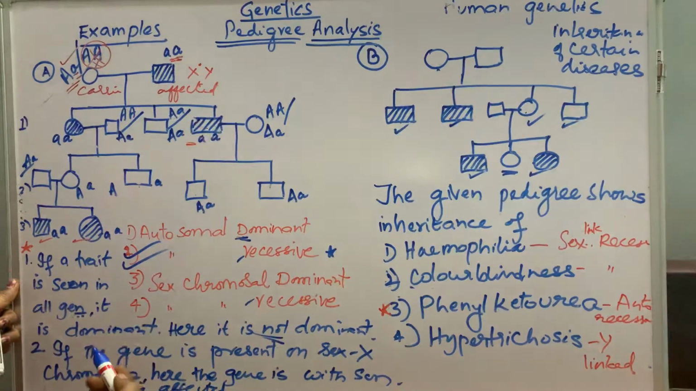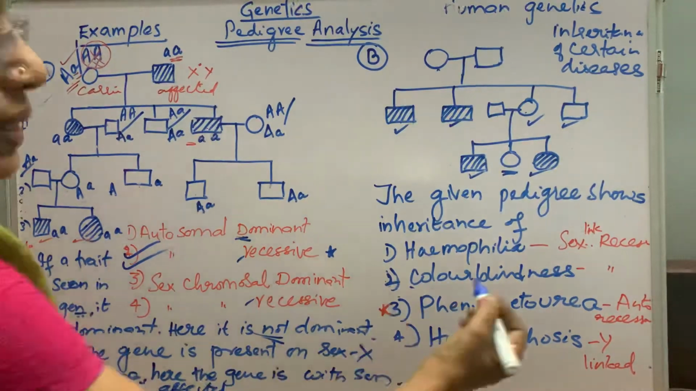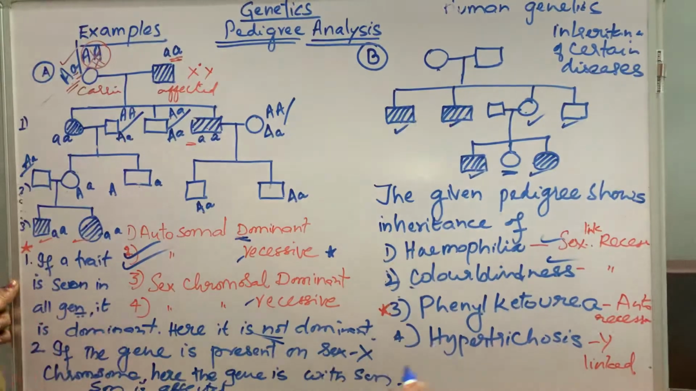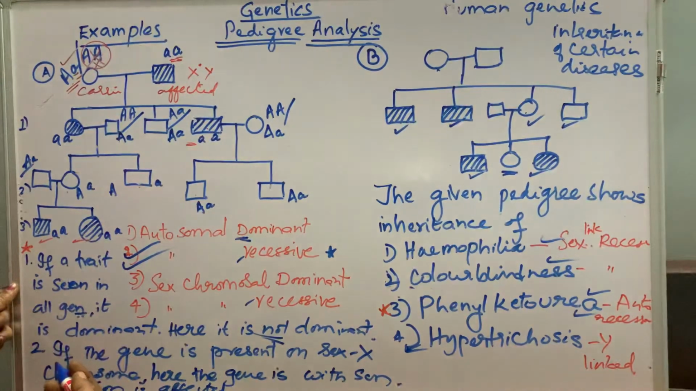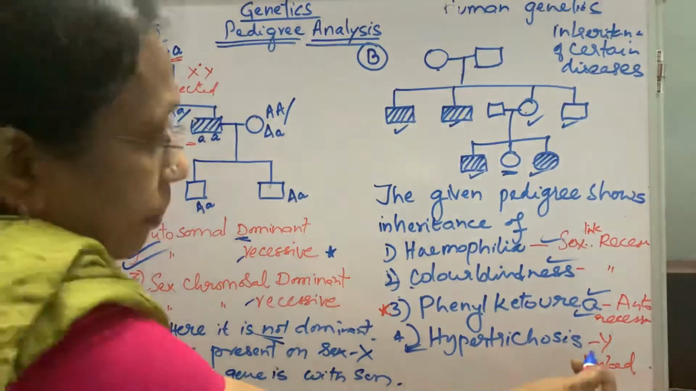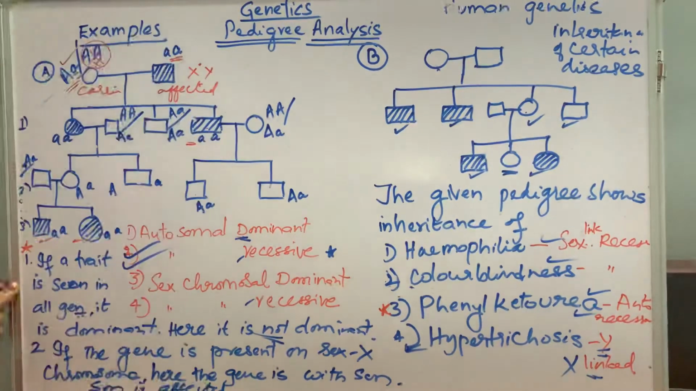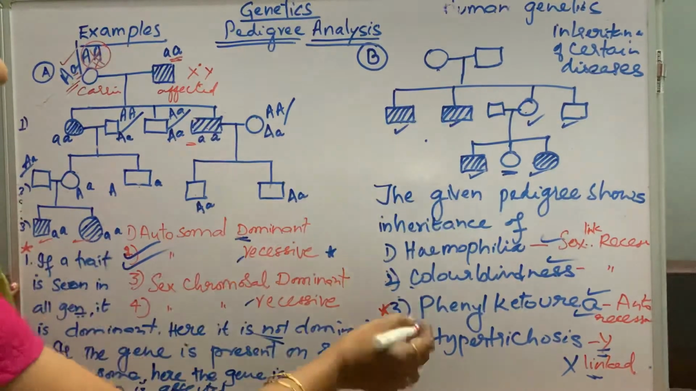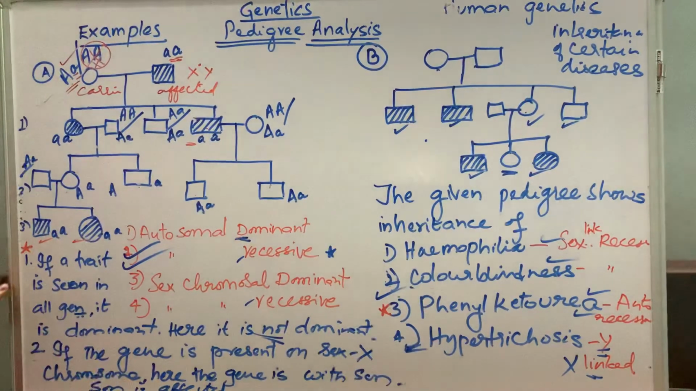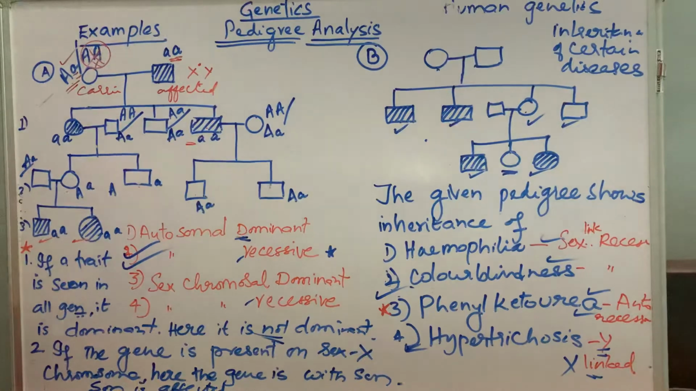You must be knowing hemophilia is a sex-linked recessive disease. Color blindness is a sex-linked recessive disease. Phenylketonuria is an autosomal recessive disease. And what about hypertrichosis? It is the development of hair on the ears of males. That is why, as it occurs only in males, it is Y-linked. It is not concerned here. So here the disease that is given is autosomal recessive. Which disease is autosomal recessive? Phenylketonuria is autosomal recessive. Like this, we can interpret what disease is given in the question.